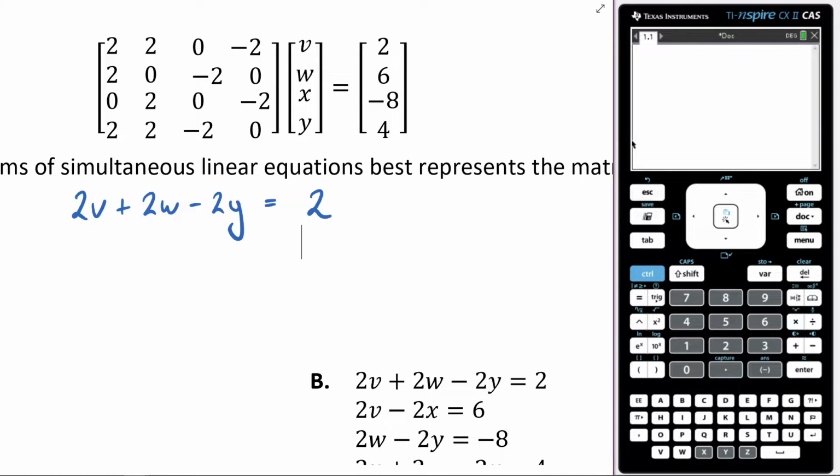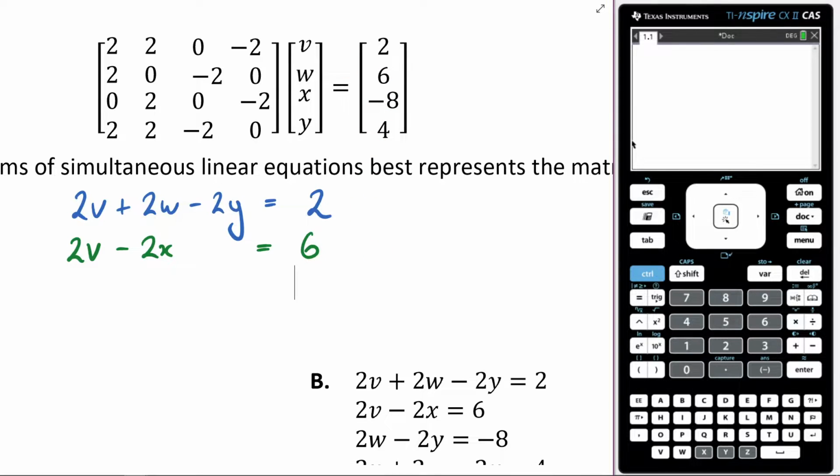And then you go again. So this will be 2v, 0w, which means don't write anything, negative 2x, and then 0y, which is just 0, so you don't write anything down. And this is equal to the second one, 6.